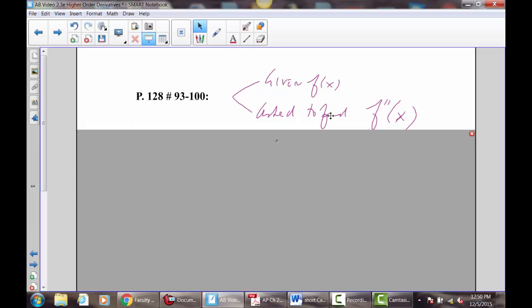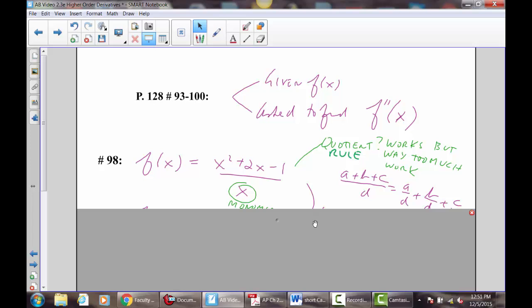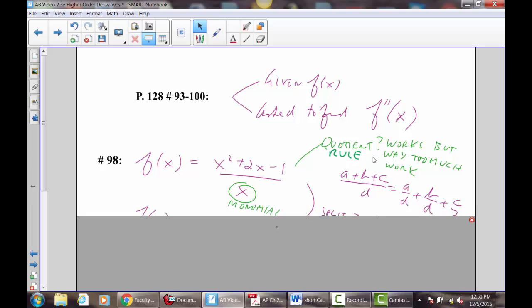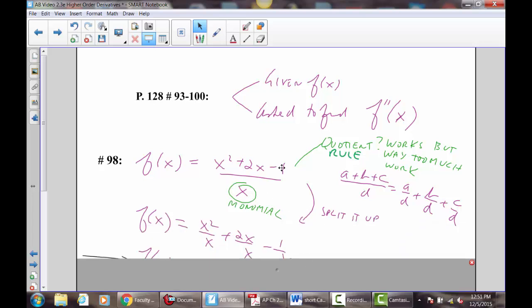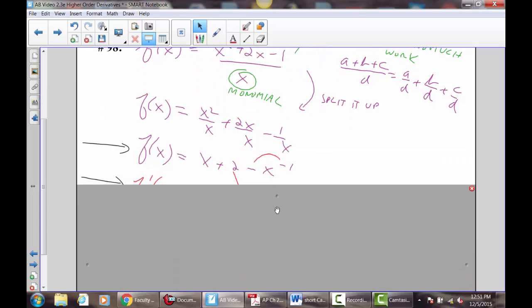They're going to give you f of x and ask you to find the second derivative. So here's your original one. Now, of course, I could use the quotient rule, but that's way too much work. If you notice this is the denominator of a monomial, you can split it up. So again, that idea of simplifying f of x before you take the derivative.